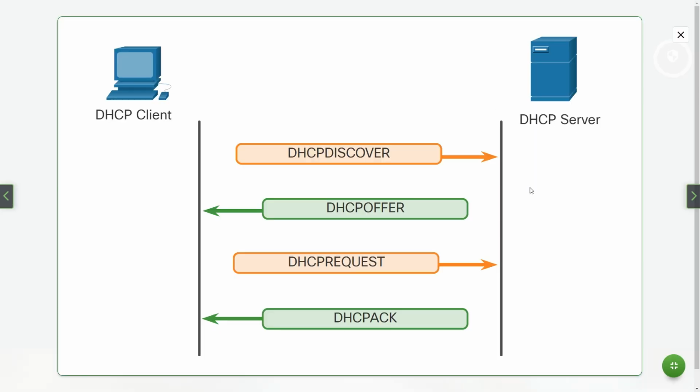Okay, these are the steps of the connection to the DHCP server. In the first step, the DHCP client sends a DHCP discover, and in the next step, the DHCP server sends the offer. In the next step, the client sends the request, and in the last step, the server sends the ACK with the IP address, with the subnet mask, with the default gateway.